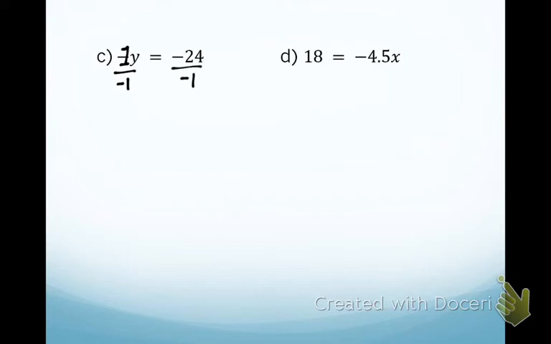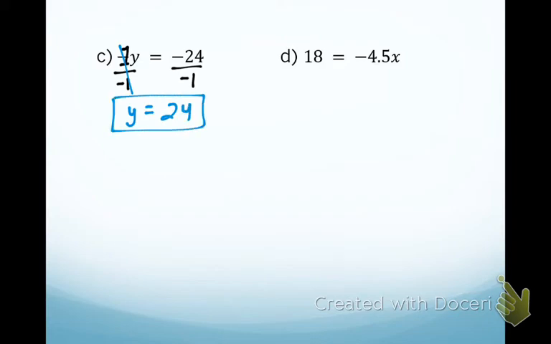What I do to one side, I've got to do to the other. So here, these two negative 1 over negative 1 equals plain old 1, so I can just drop down my y equals, and negative 24 divided by negative 1, that's two negatives. I'm going to get a positive answer of 24.